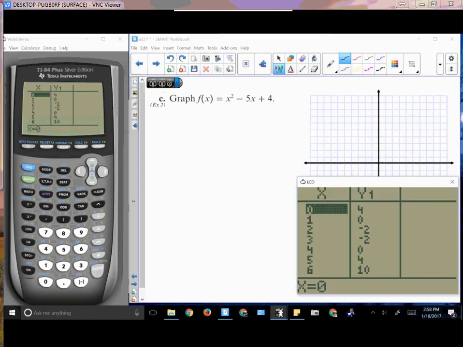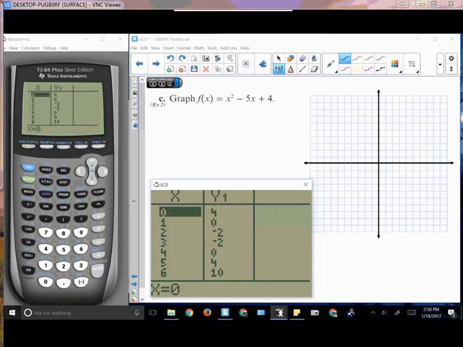Now you need to graph this thing out. You got to draw it out. But where in the world is the vertex? Where does it start?